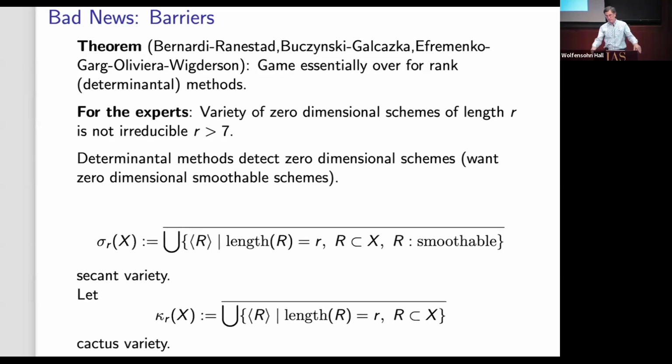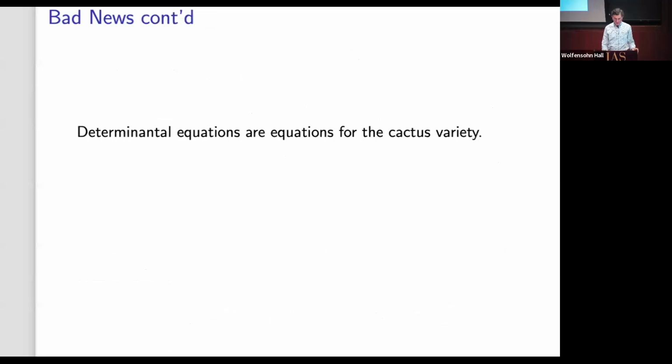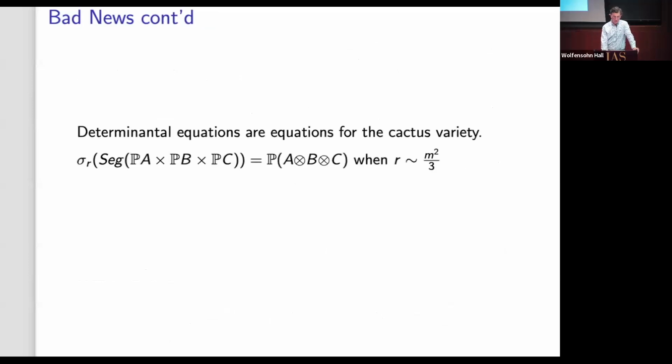So let's make some definitions. This object we've been studying, which had a very nice, simple, elementary description, now I give you this obnoxious, fancy description to enable comparison with this so-called cactus variety, which is basically the same thing. You look at zero-dimensional schemes of length R that are contained in, in this case, the Segre variety. On the top, you want smoothable, and in the bottom, you drop the smoothability hypothesis. And the problem, as I said, is determinantal equations or equations for this larger geometric object.